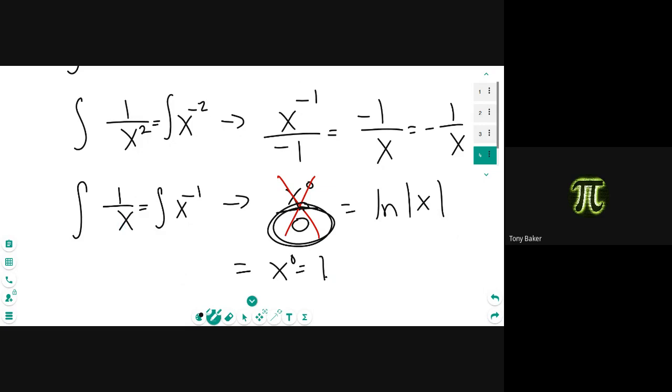So does this mean you can do the reverse of L'Hopital's rule? I don't know, actually. I'll get back to you on that one.